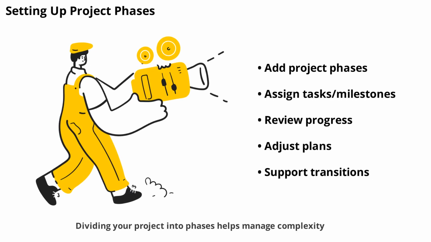Dividing your project into phases helps manage complexity. Scheduling software lets you add phases, such as planning, execution, and review. Assign tasks and milestones to each phase. Review progress at the end of each phase and adjust plans as needed. Project phases support structured planning and smooth transitions.